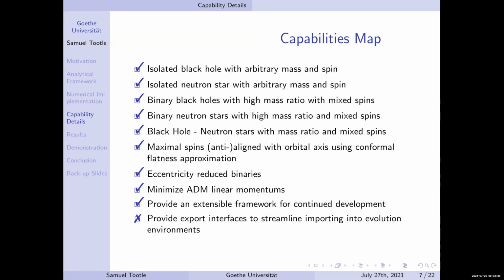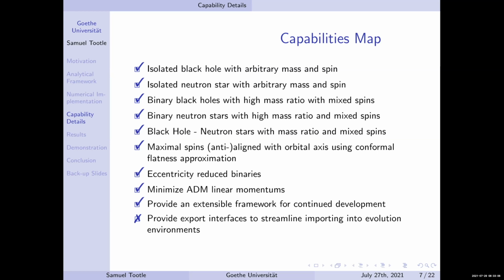We do have binary black holes, neutron stars, and mixed binaries, with the limitation that the spins have to be aligned or anti-aligned with the orbital axis. This is a restriction on the spectral solver because there's a strict z-axis symmetry currently, and there's no near-term project to change that. There are some other possibilities, but that's for future work.